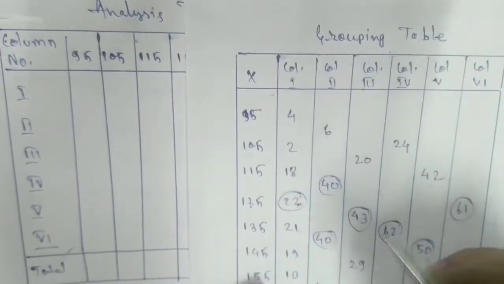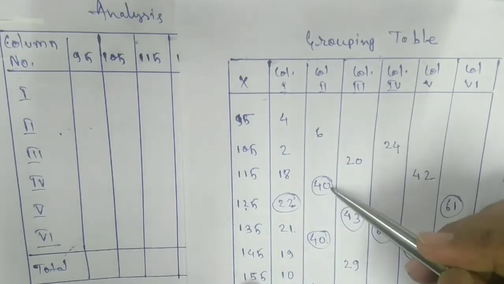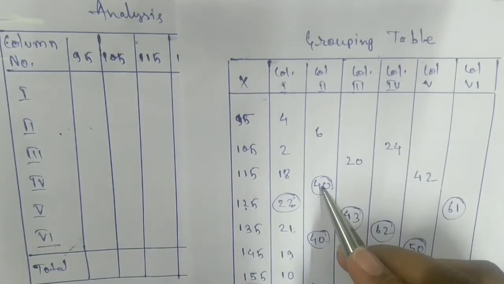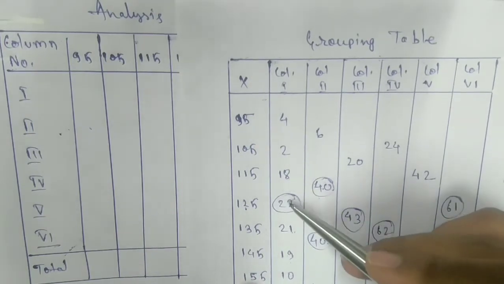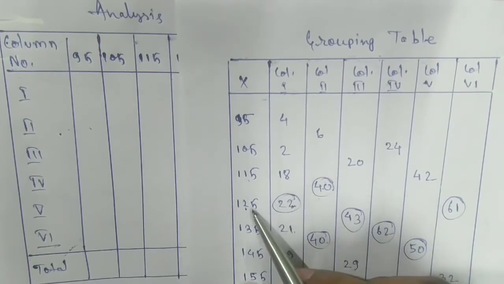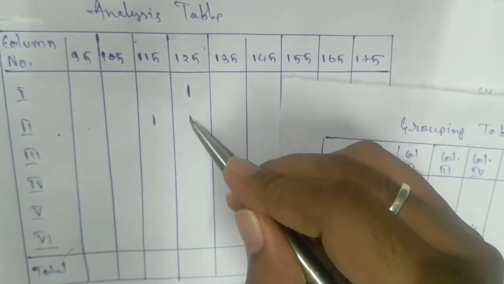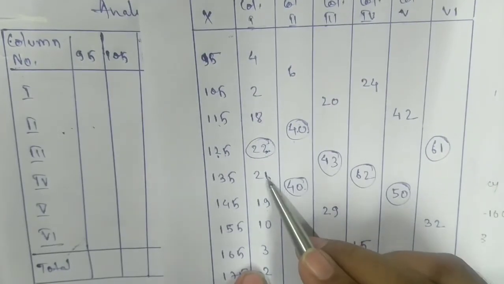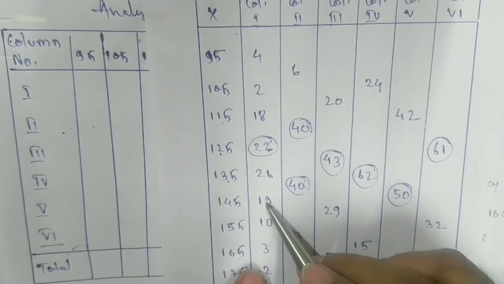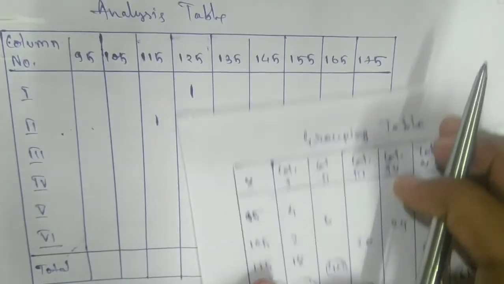Okay. Next, highest frequency for the second column. Highest frequency is 40 and 40. So this 40, how did we get? By adding these two frequency. So corresponding to 18, what is there? 115. And corresponding to 22, what we have? 125. So for second column, 115, 125. Okay. And one more we have, 40. That is 21 plus 19. So corresponding to 21, 135. Corresponding to 19, 145. So 135, 145.